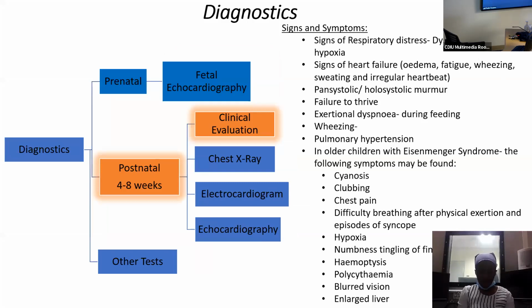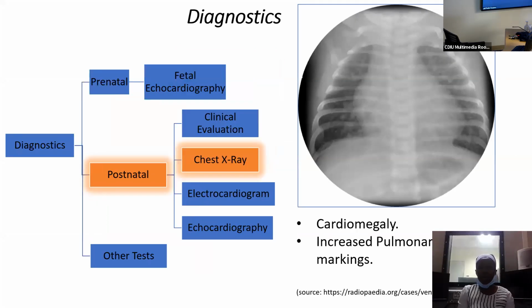So your first important diagnostic tool will be your clinical evaluation, and the signs and symptoms that you would pick up have already been mentioned. The next thing you will do is a chest X-ray, because a chest X-ray will support your suspicion that there's a VSD. What you'll see on the chest X-ray is cardiomegaly, which already tells you there's cardiac pathology, and you'll see increased pulmonary vascular markings, which indicate that there's active vascular congestion in the lungs.